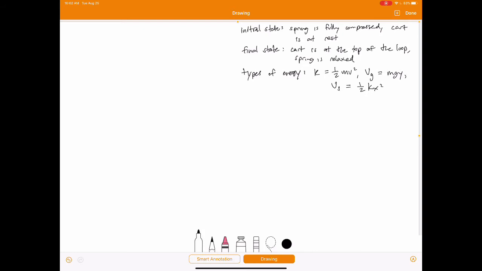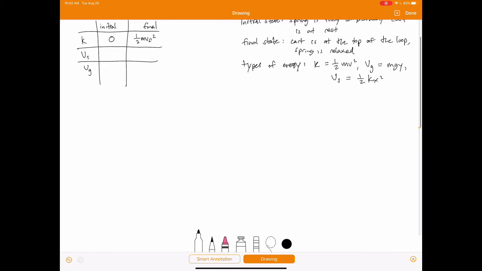So when we make the table, we have kinetic, we have spring potential, we have gravitational potential. We can look at the initial state and the final state. And let's start with kinetic. So in the initial state, the cart doesn't have any kinetic energy, so we can put that to 0. It's not moving. And in the final state, it might be moving at some speed, which we call v final. So let's just put that as 1/2 mv final squared.